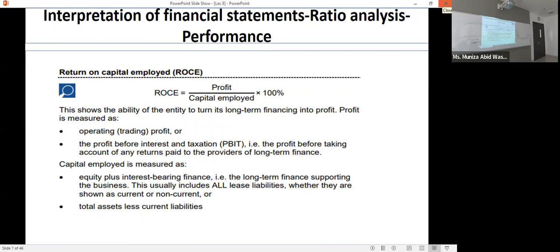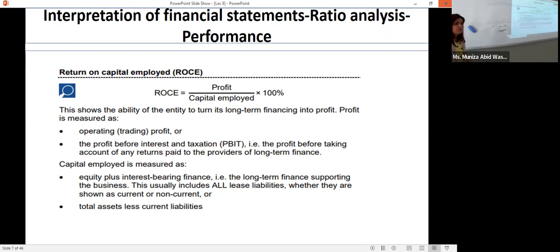Another ratio which can be used in the ratio analysis for performance is return on capital employed. Students, what is return on capital employed? Return on capital employed is, again, profit from operations divided by capital employed. What is the formula of return on capital employed? Profit before interest and tax divided by capital employed.